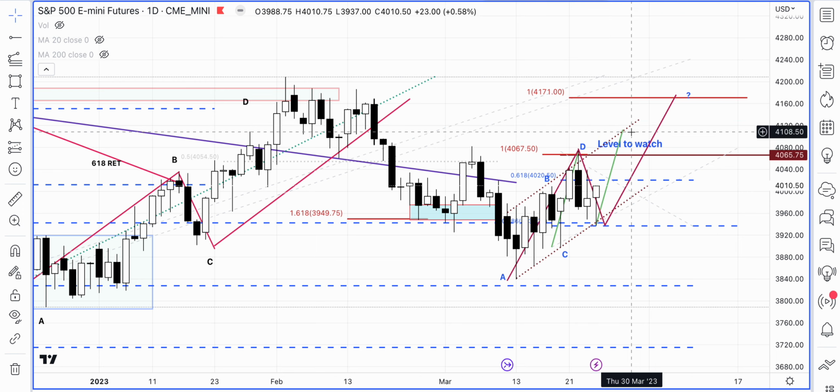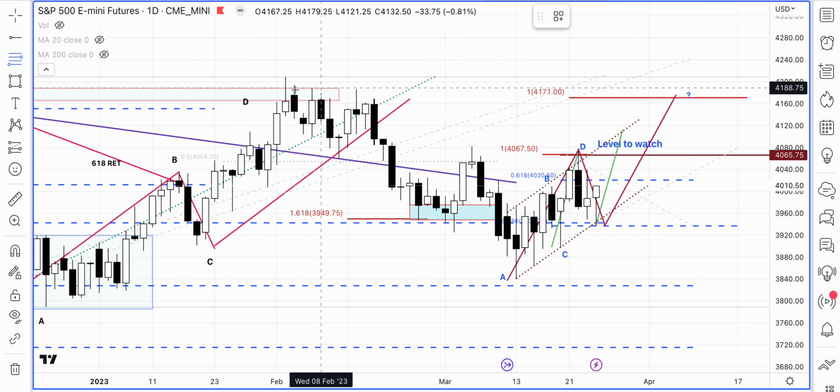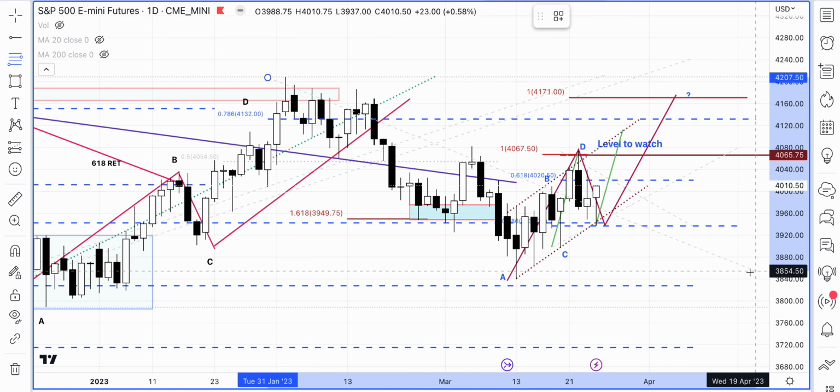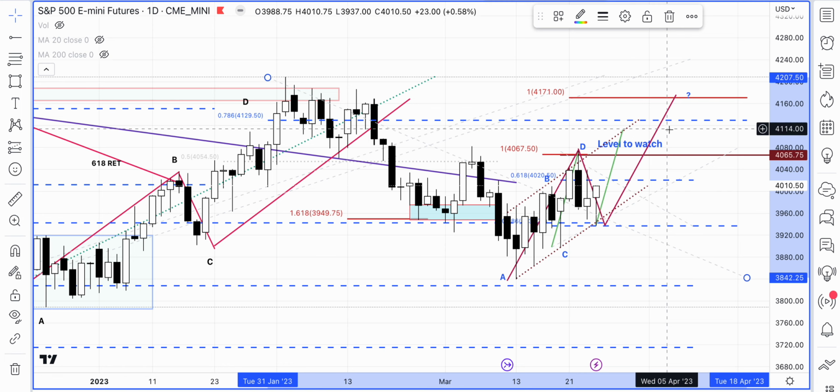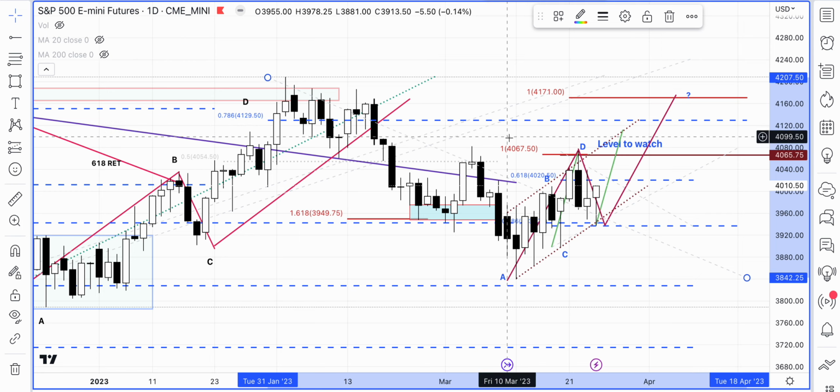The smaller green cycle ABCD takes us to about 4110, and then the other ABCD is higher at 4171. And if we look at just the Fibonacci retracements, this 4110 is a little bit far from the 78.6% Fibonacci retracement. That could also give some resistance.